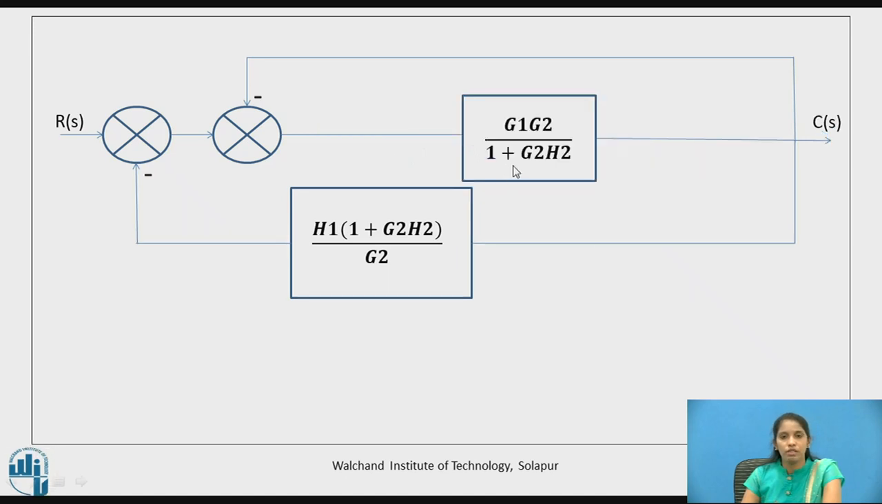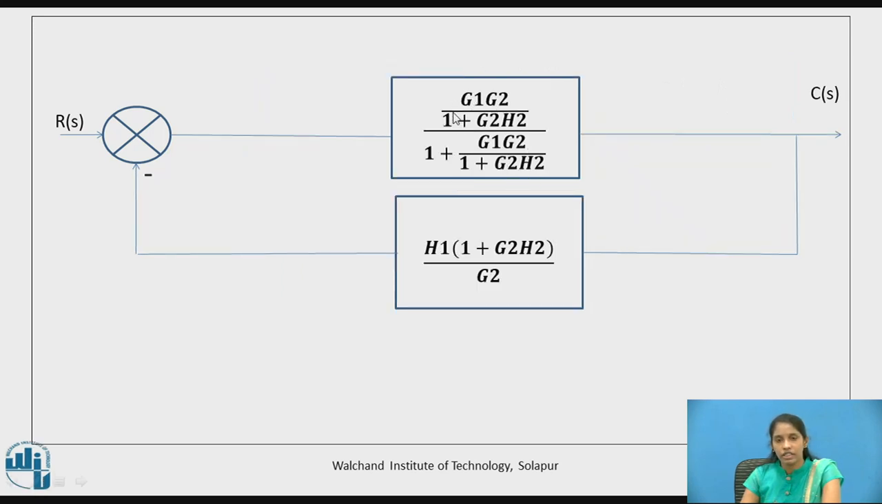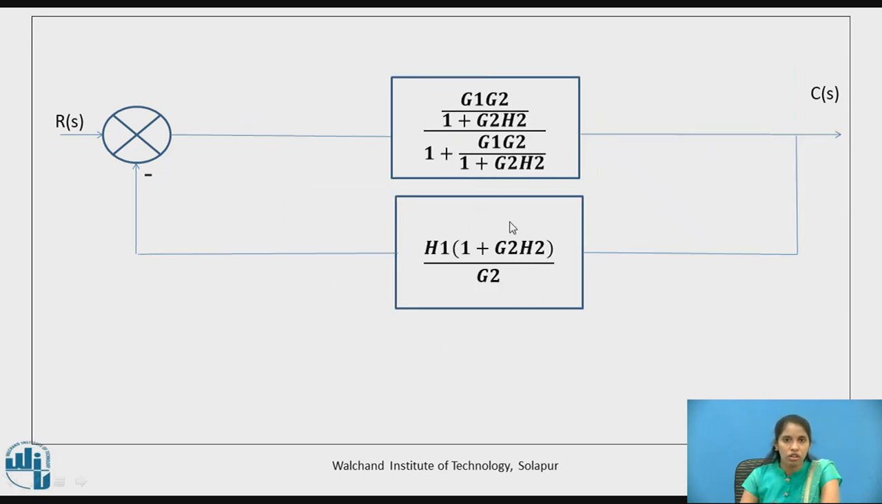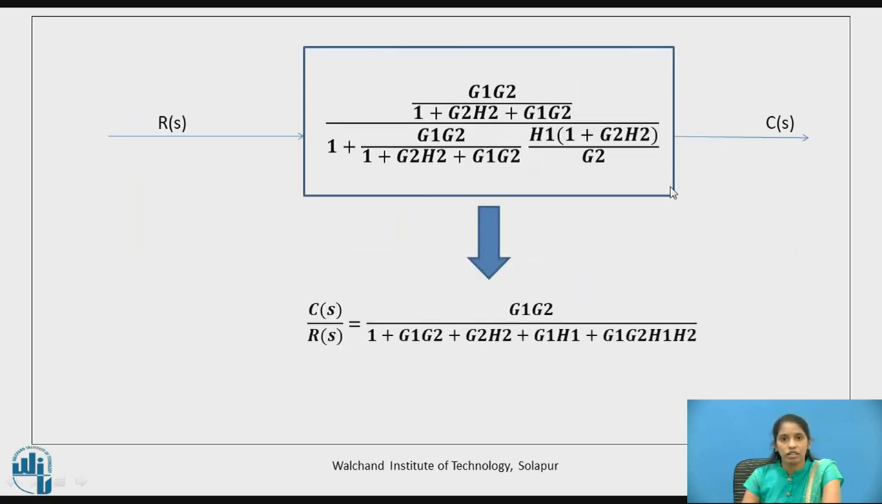In the next step, we have shown that G1G2/(1+G2H2) is algebraically multiplied and converted into a single block. Now, this block and this unity feedback are connected in parallel, so we have converted that into a single block. This block and this block form a canonical form, so that can be reduced. After simplifying, you observe that they are connected in a standard canonical form, and you reduce that into a single form.